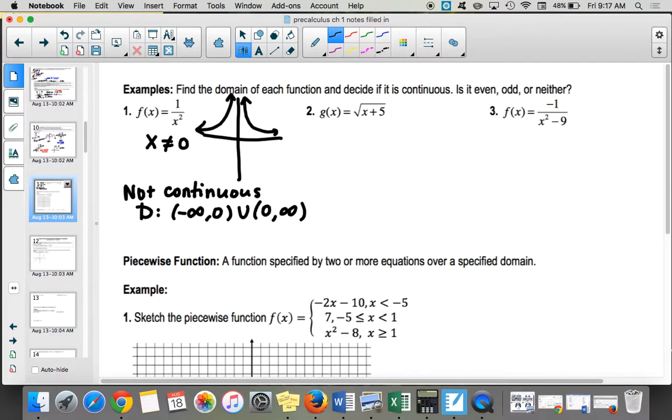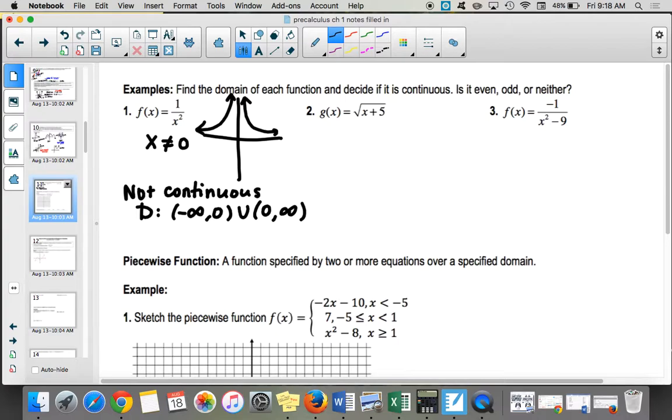Okay, is it even, odd, or neither, though? Is it symmetric with respect to the y-axis? So when I tutor students, I often tell them there's a way to do this mathematically, to test if something's even, odd, or neither, and I'll show you that. But there's also a quick way of doing it in your head, and that's to use the number 2. So if I plug in 2, what do I get? 1 over 4. What happens when I plug in negative 2? I also get 1 over 4. So since I get the same value, that means it's symmetric across the y-axis.